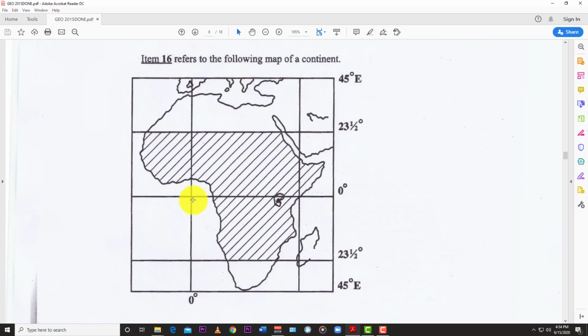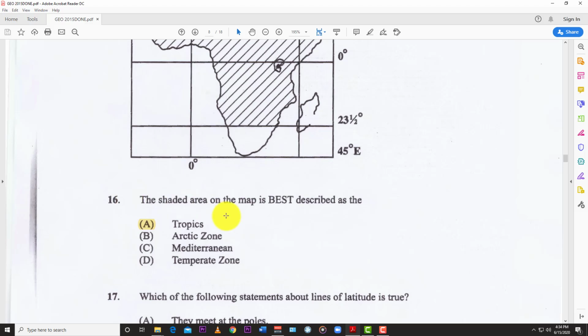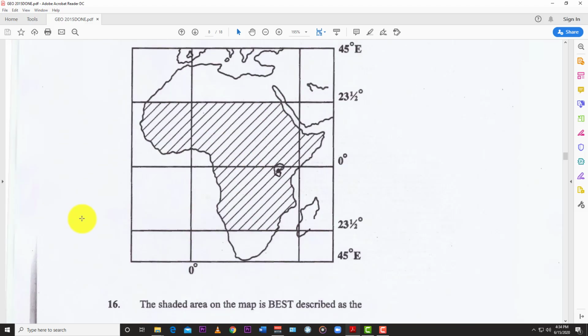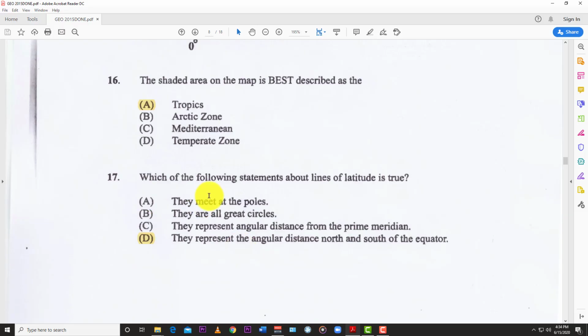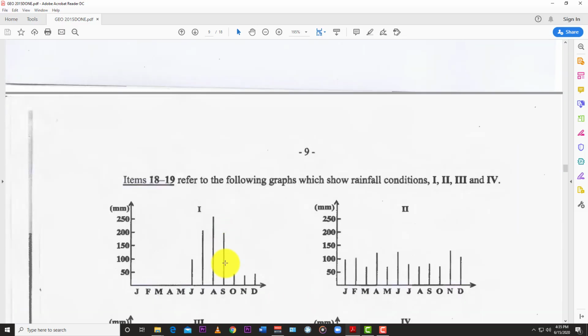All right, 16 refers to the following map of the continent of Africa. As you can see, the shaded area on the map is best described as the tropics. All right, so the tropics. Which of the following statements about lines of latitude is true? And so the answer here is D. They represent the angular distance north and south of the equator.